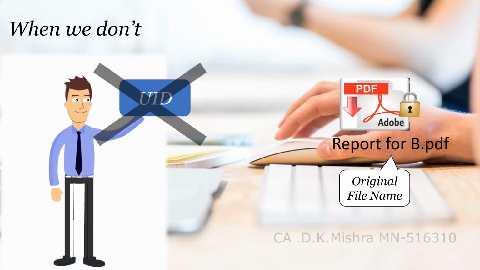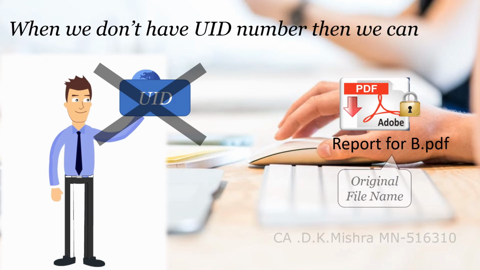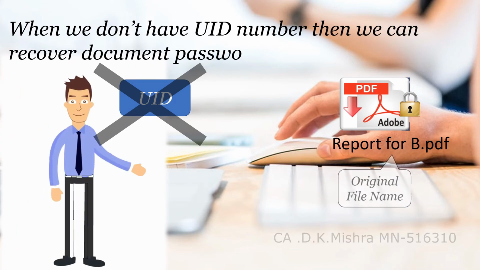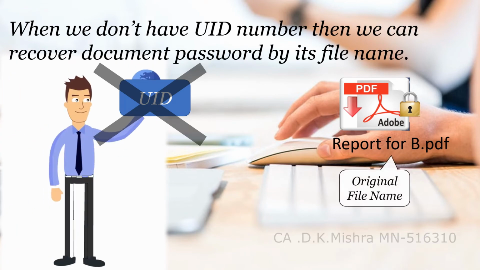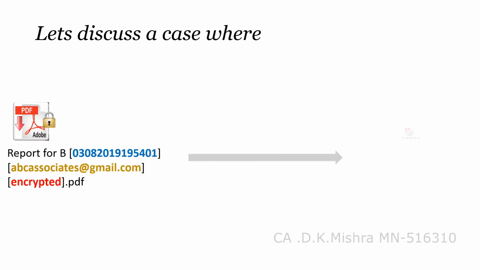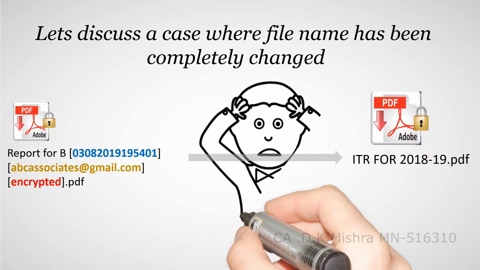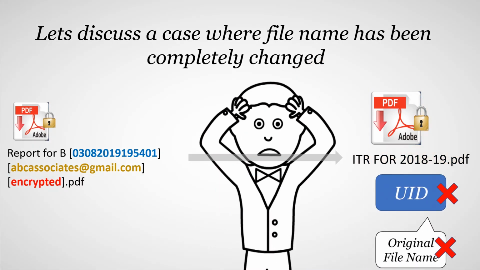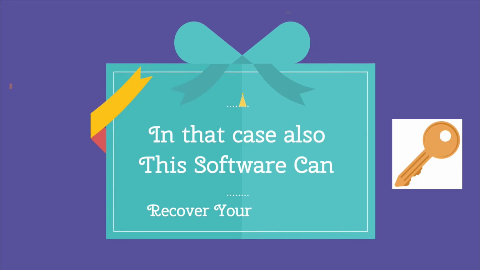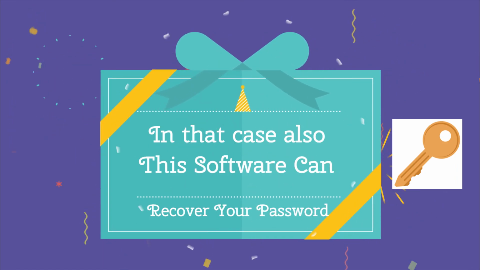When we don't have UID number, then we can recover document password by its file name. Let's discuss a case where file name has been changed completely. Now its password cannot be recovered, either through its UID or through its file name. In that case also, this software can recover your password with 100% accuracy.